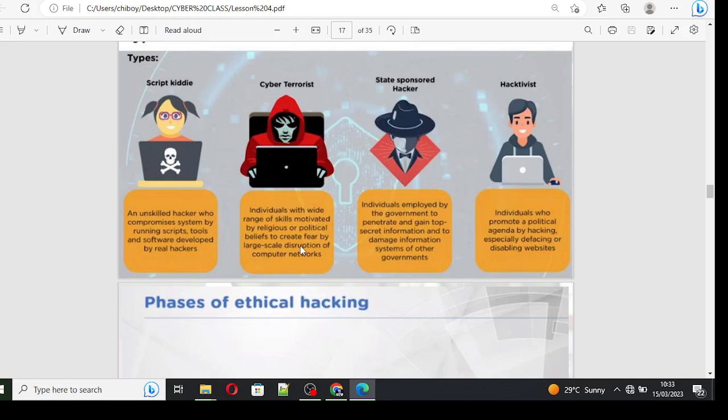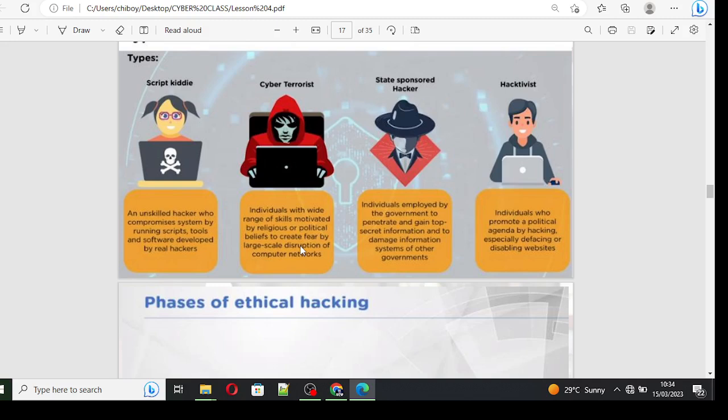We have state-sponsored hackers. These are individuals employed by the government to penetrate and gain top-secret information and to dominate information systems of other governments. Now, these are people whom the states are training. Like every state has their own cyber security learners. I can remember when we were being trained in Enugu State cyber security to learn cyber security. That was my first time, the first people that taught me cyber security. Now, these people are sponsored to secure the information of the states.